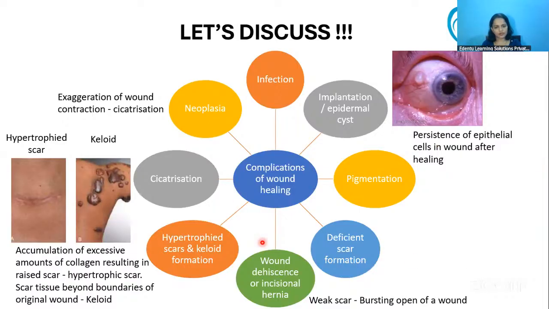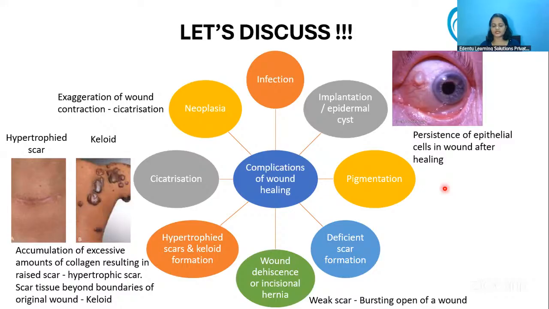Infection is a common complication of wound healing. Next is this implantation or epidermal cyst formation. Because of the persistence of epithelial cells, even after the healing of the wound, you'll be able to see such cyst-like structures. That particular region is called the implantation cyst. Then pigmentation: because of the accumulation of hemosiderin pigments, pigmentation can be seen in wound healing.